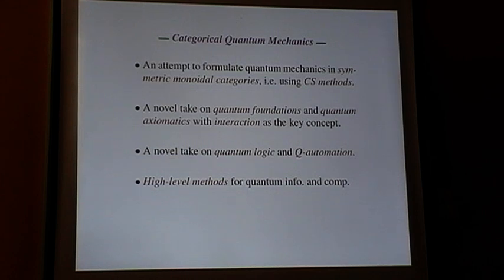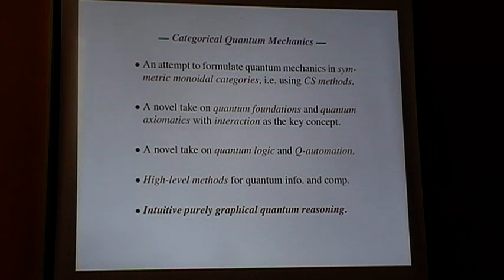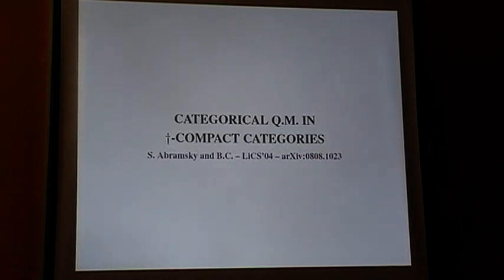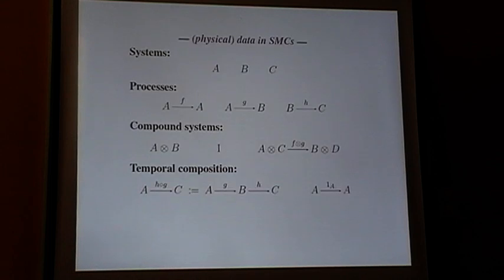So it gives rise to high-level methods for quantum information and quantum computation, as there are for classical computer science, so that's something people also work on. And what I find particularly attractive is that it gives rise to an intuitive, purely graphical quantum language, you could say, so that you can just reason purely, diagrammatically about quantum mechanics and without actually having to know Hilbert spaces and stuff like that. So it's something which the main program started in 2004, you could say.